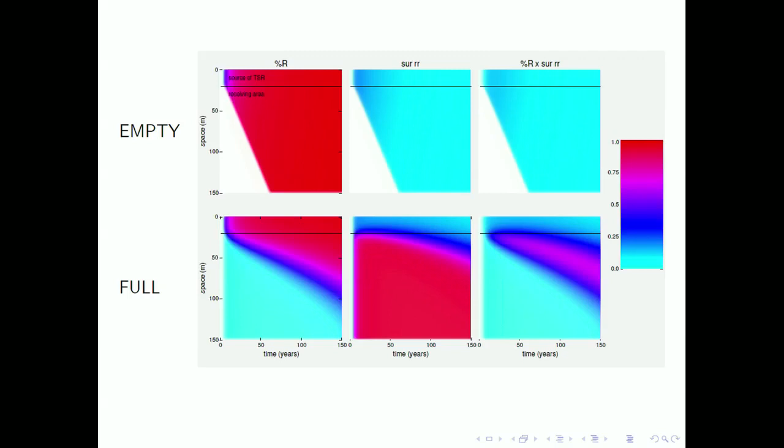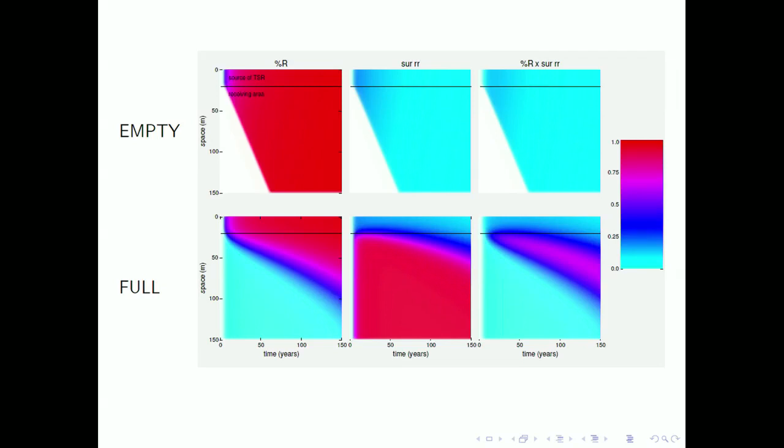And then at the top here, we have percent R, we have survival, RR. So they're basically measures of both target site resistance and quantitative resistance. Percent R is just the frequency of the target site resistant allele in the population. When that is red, there's a lot of it. Target site resistance is important. Survival RR is the survival of target site susceptible individuals. So when that's red, that means there's lots of metabolic or quantitative resistance.